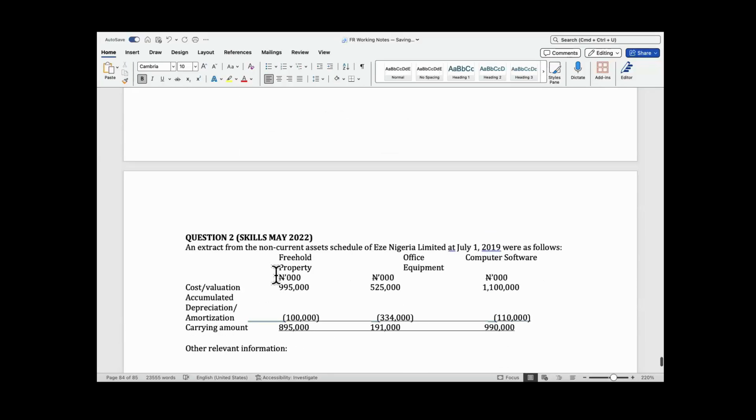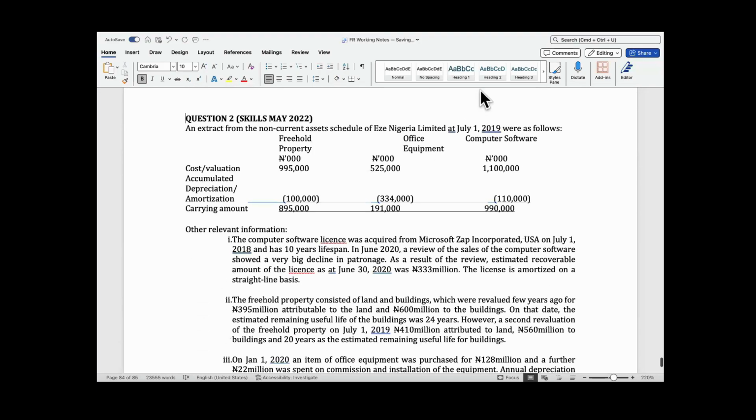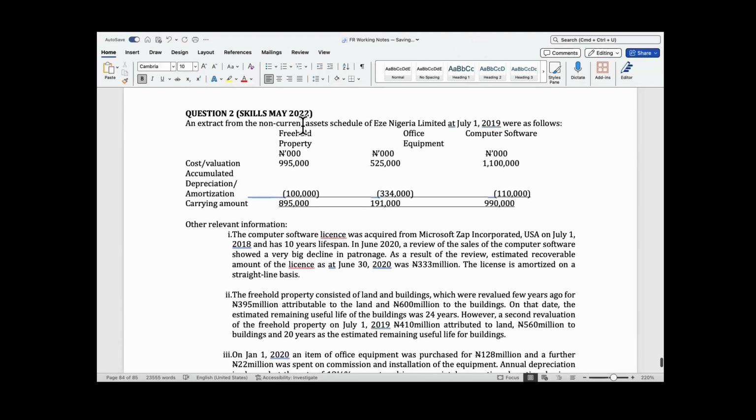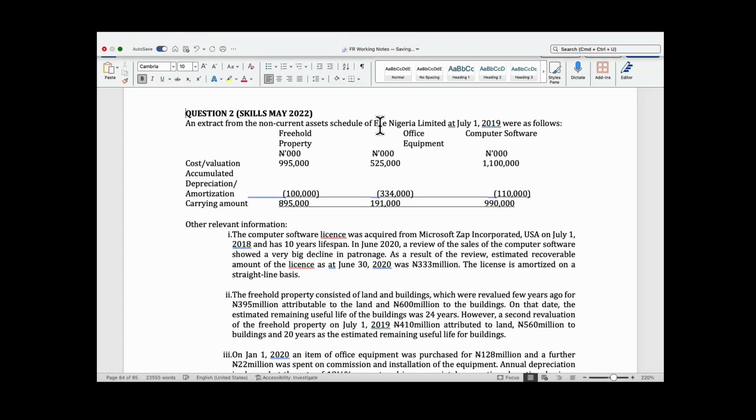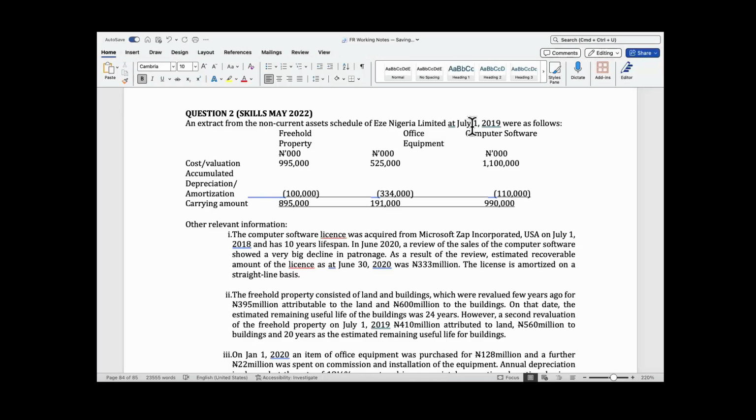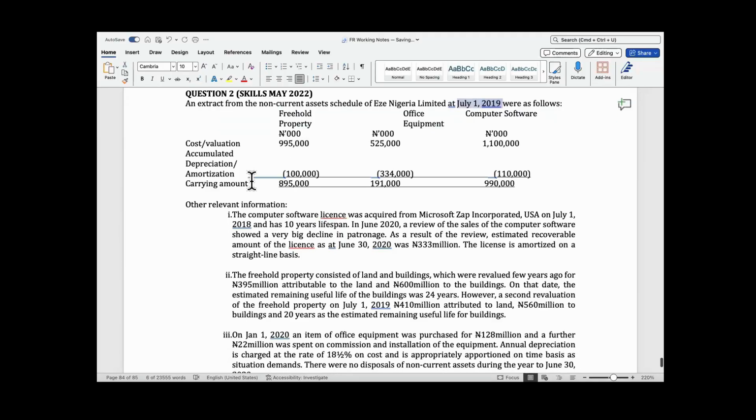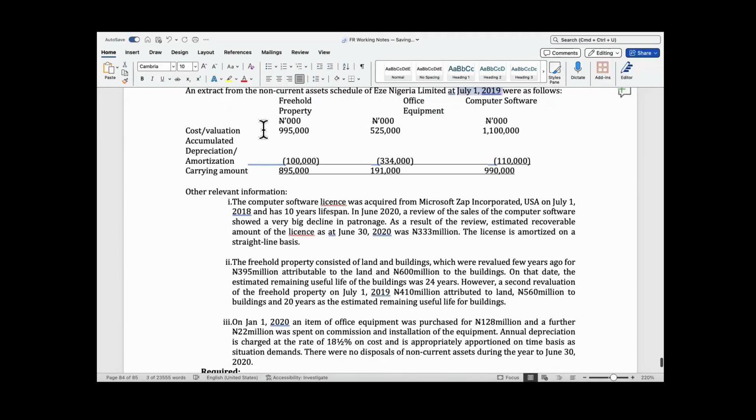This one states that an extract from the non-current assets schedule of AZ Nigeria Limited at July 1st, 2019 were as follows. So they give us 3 classes of non-current assets at July 1st, 2019. They gave us the cost or valuation.